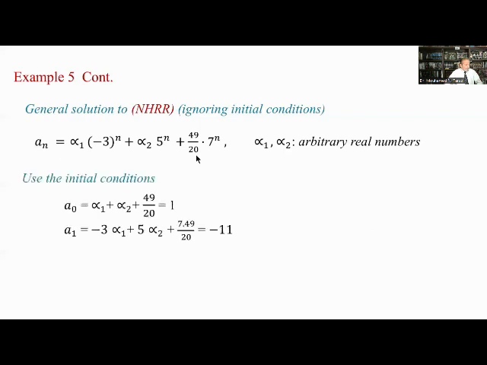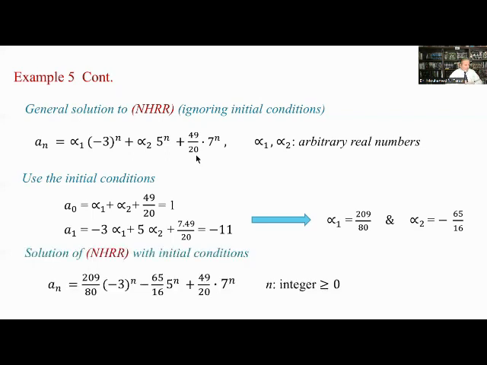We know A0 is 1 and A1 is -11. We substitute there, and we need to solve a system of 2 linear equations. You find alpha 1 = -209/80, and alpha 2 = -65/16. Therefore, what we are looking for, the solution of the non-homogeneous recurrence relation with initial conditions, is this one here.